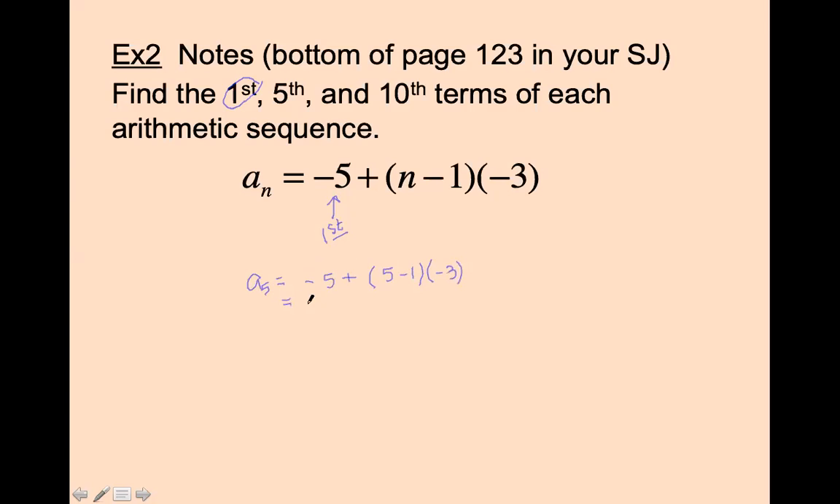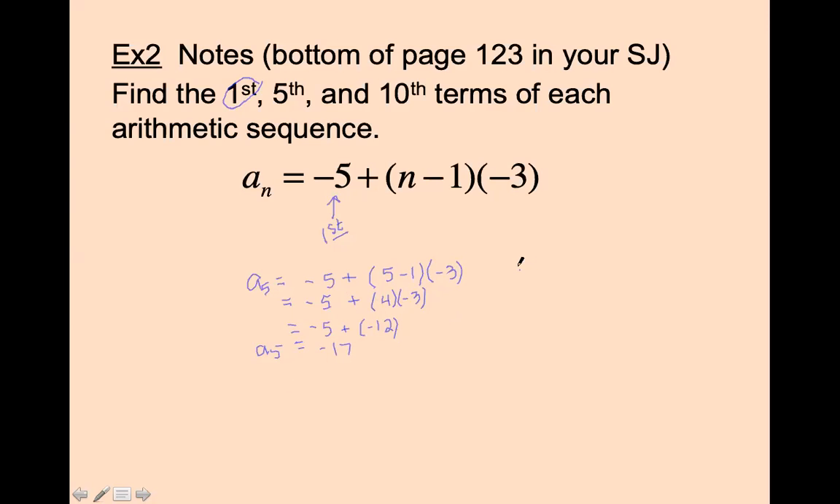So we simplify this. We get -5 plus 5 minus 1 is 4 times -3. So we're doing the common difference 4 times. So we have -5, and 4 times -3 is -12. And -5 plus -12 is -17. So the fifth term in this sequence would be -17.